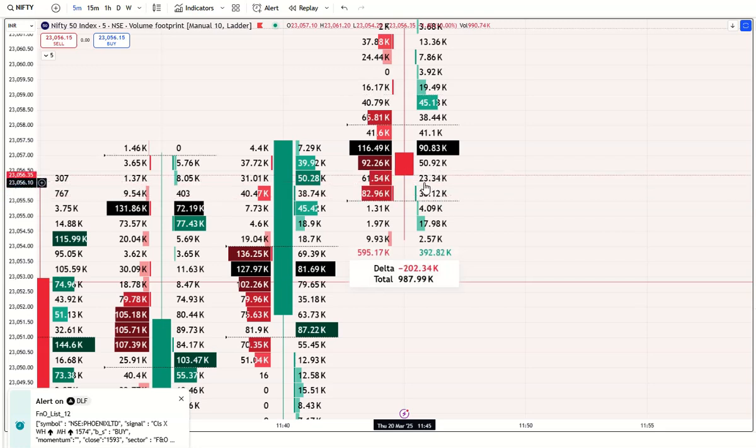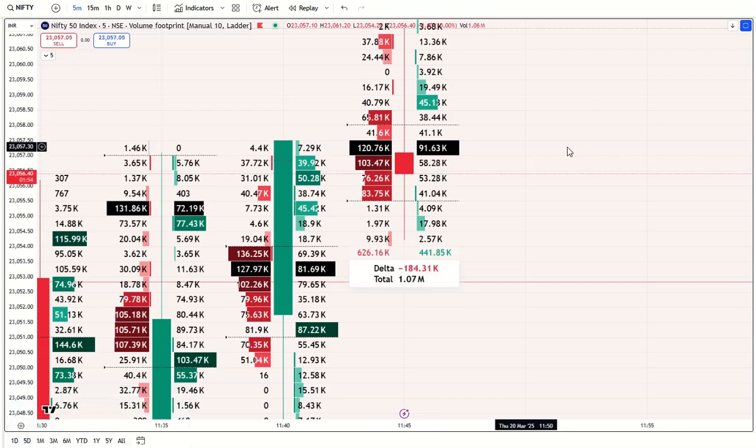20 became 23. That means there are good buyers, 26. And then 30 became 41. You see the buyers are also stepping in. They are trying to push the price up, right? The price should cross this value high and then we can see some further upside.